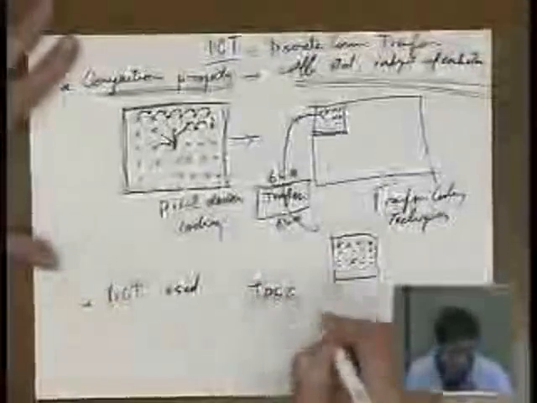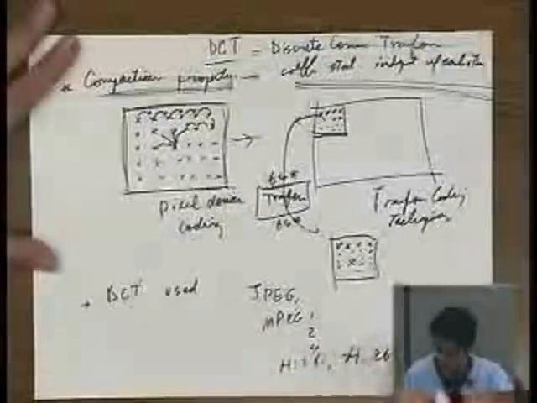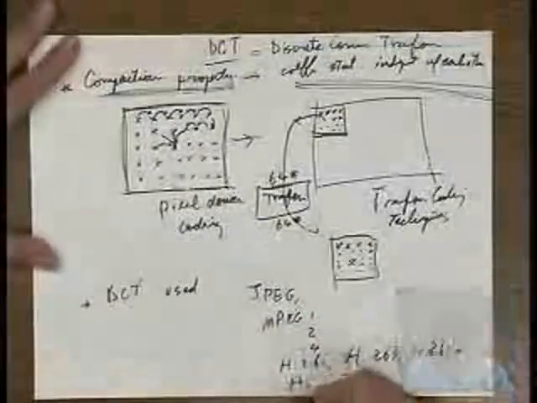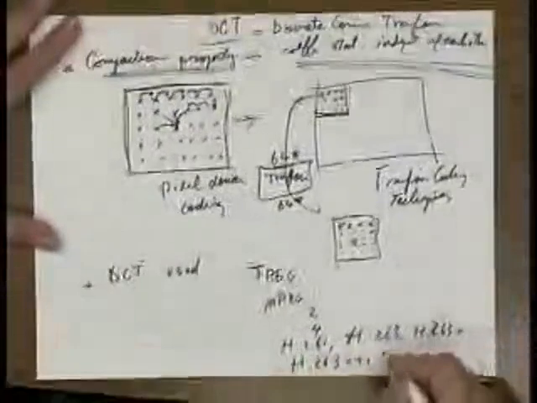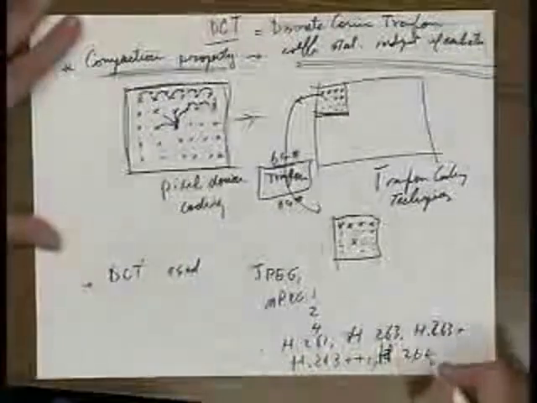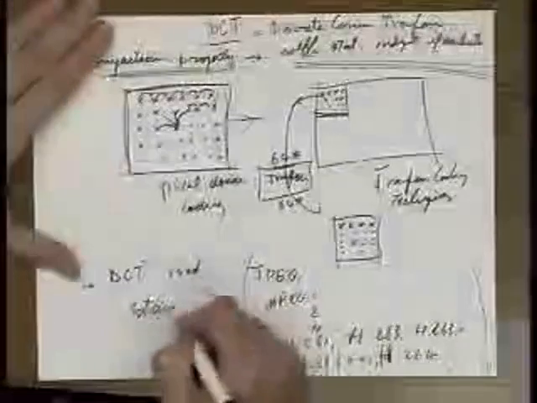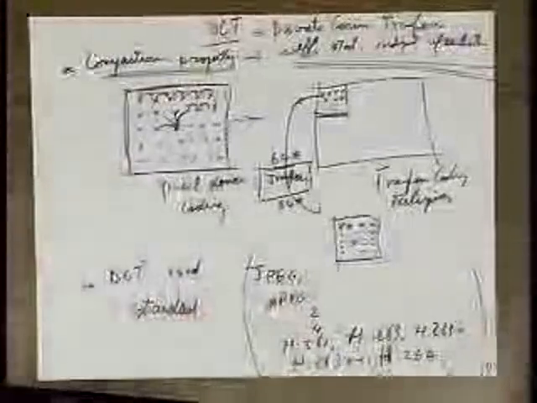DCT is used in JPEG. It's used in MPEG-1, MPEG-2, MPEG-4, H.261, H.263, H.263 plus, H.263 plus plus, and then H.264, etc. So it's used in all of these things. The first and only non-DCT based standard. These are all standards. People come up with standard schemes for video devices to be able to communicate with each other, right?